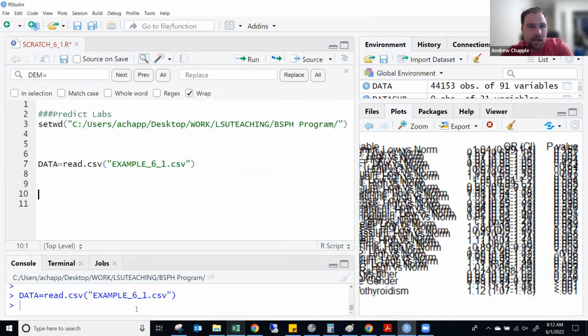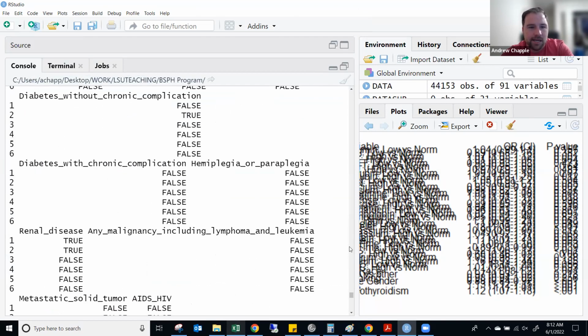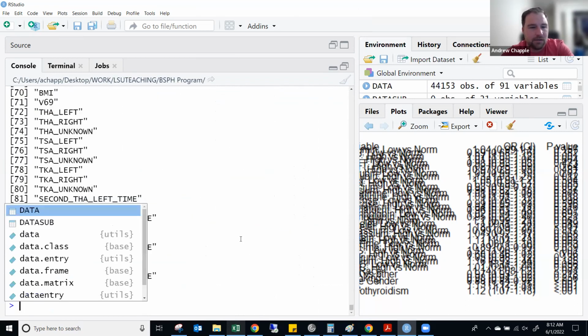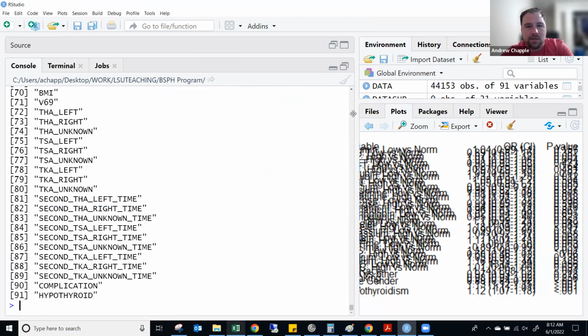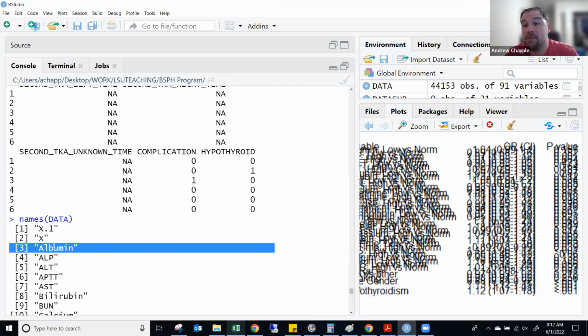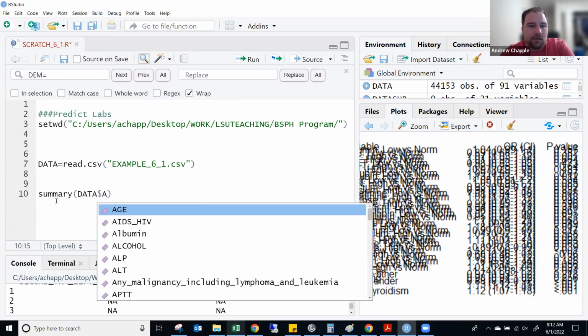I could say, okay, head of data. This is just going to show me what it all looks like. I can see the names here, I can see a lot of data filled in. Okay, these are my names. So let's play around with it. Maybe I've got albumin. I want to look at albumin. Okay, does albumin differ by gender? Things like that. So the first thing I might do is look at albumin. So I might say summary, data, albumin.